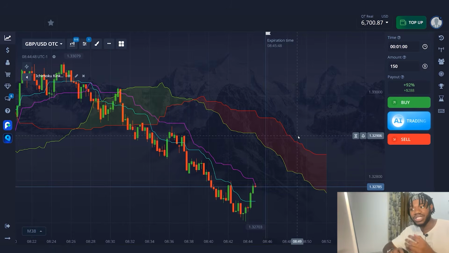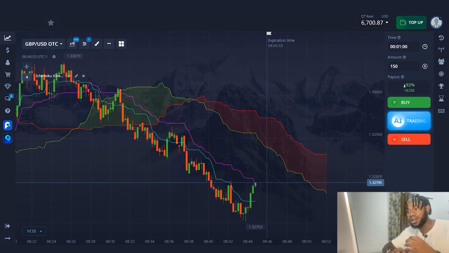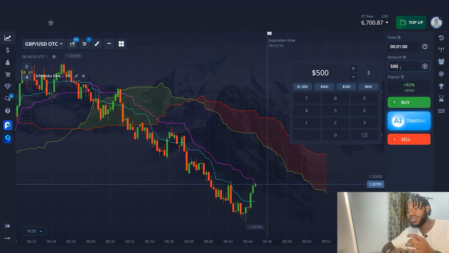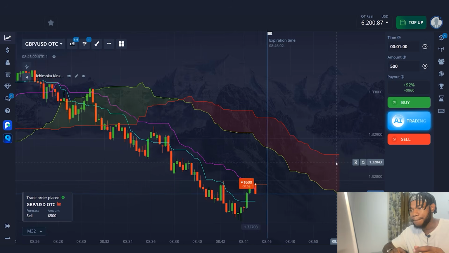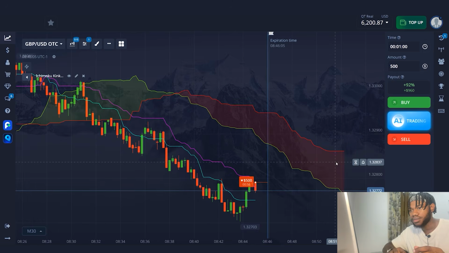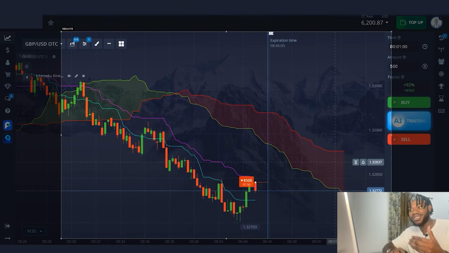Let's take this situation into account and open the first trade. I will use 1 minute of trading time, starting with an amount of $500. I think the price will decrease, so I press the red button to open a trade. And since the trade is open, it means that you can sort out the situation.